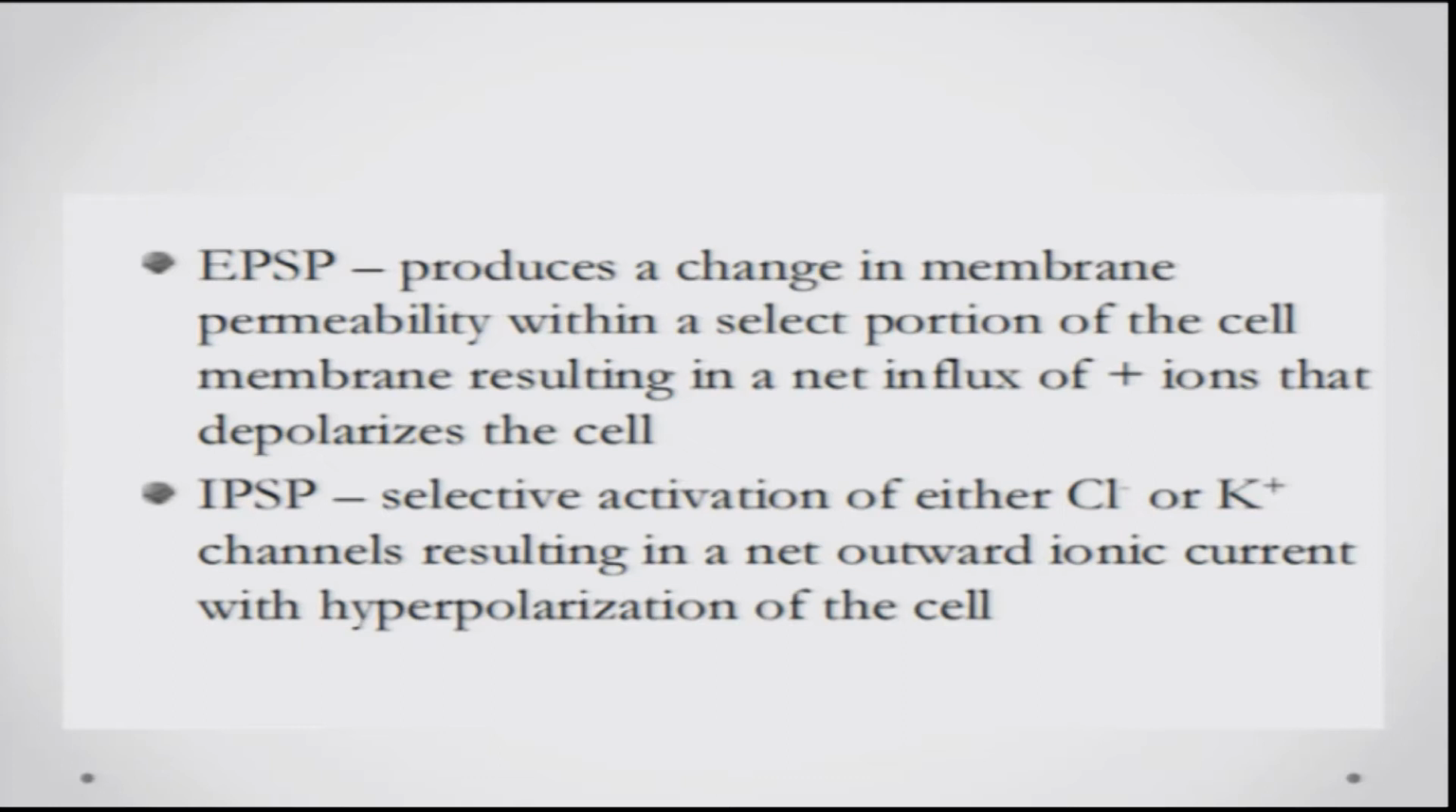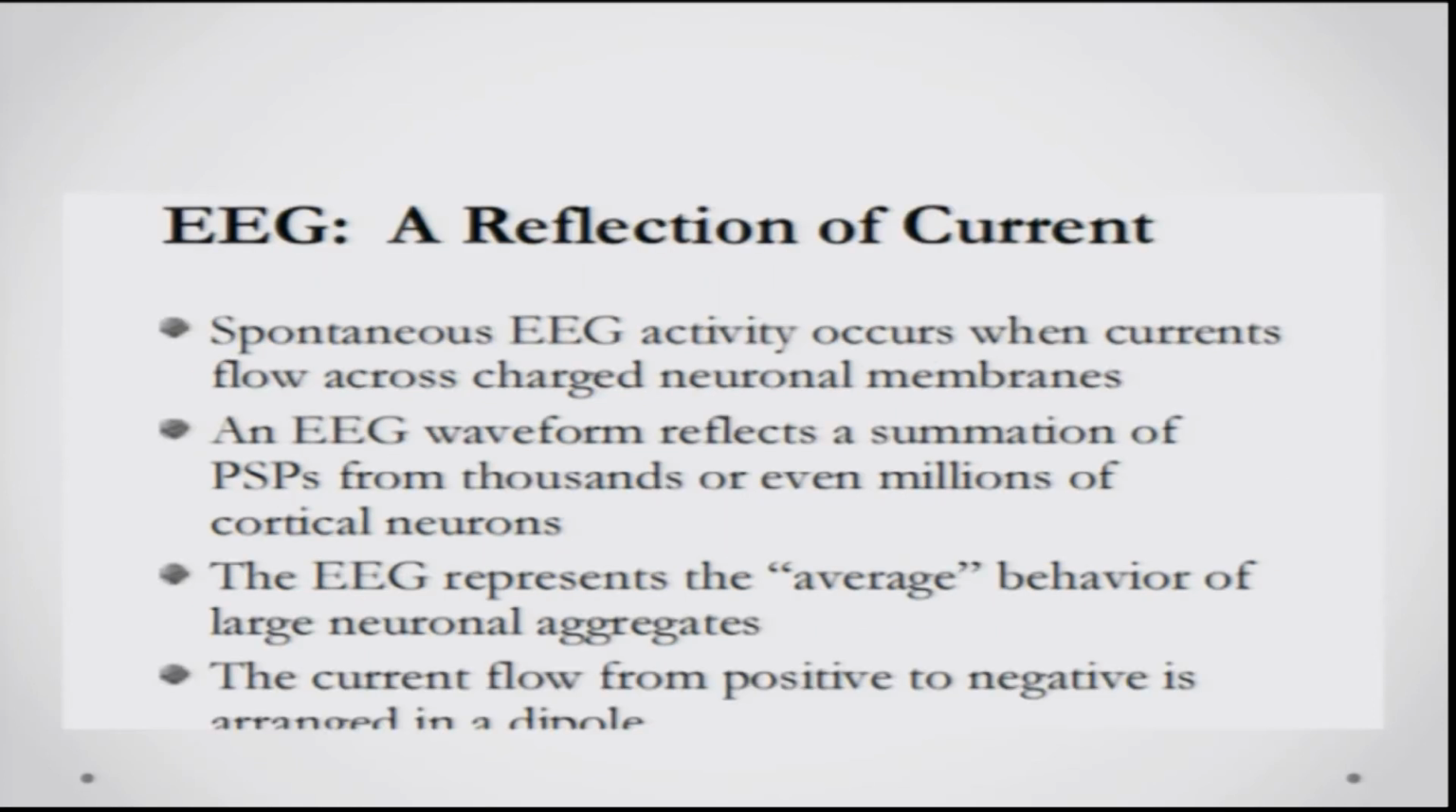EPSP we have talked about: changes in membrane permeability within a select portion of the cell, resulting in a net influx of positive ions that depolarizes. So, when it is excited, the positivity outside the membrane changes to negative. IPSP acts on chloride or potassium, resulting in a net outward ionic current with hyperpolarization. The positivity increases. So, all those inputs which inhibit increase the polarization, and all that excite depolarize.